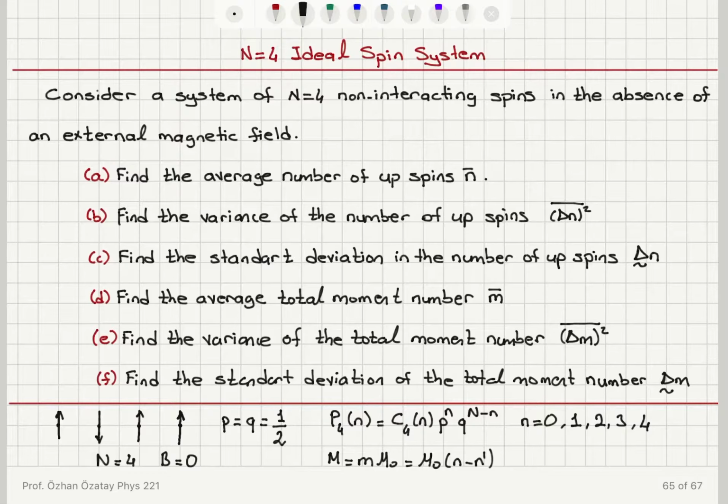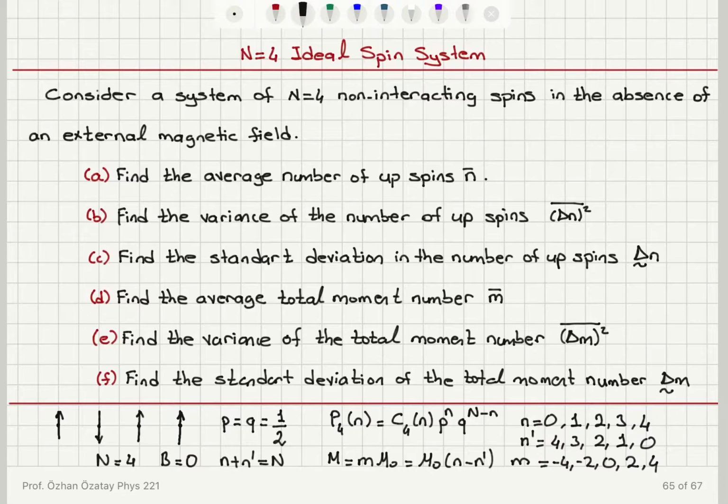So corresponding to this n equals 0, 1, 2, 3, 4, I have n prime equals 4, 3, 2, 1, 0. That means the number of down spins plus the number of up spins has to be equal to 4. So n plus n prime has to be equal to capital N, that's 4. And what is the corresponding total moment number? M, n minus n prime, can be minus 4, minus 2, 0, 2, and 4. So these are all the possibilities.